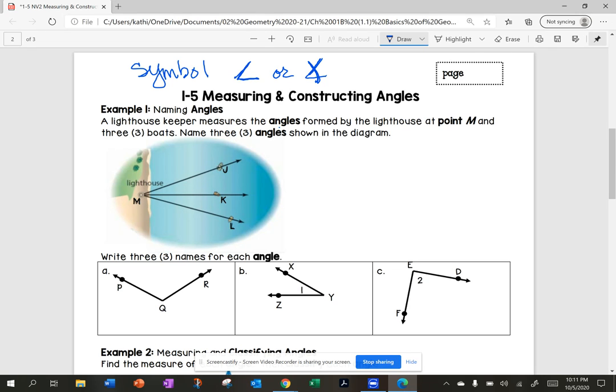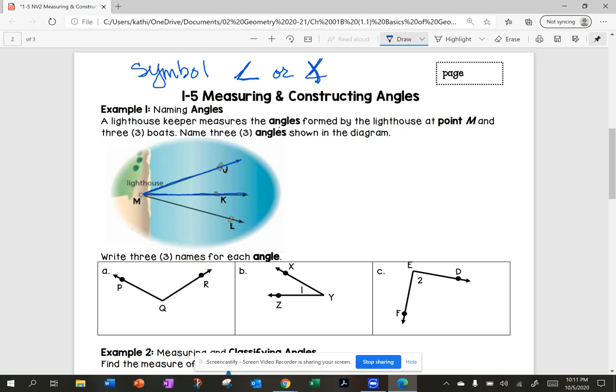Okay, so let's start out with naming some angles. A lighthouse keeper measures the angles formed by the lighthouse at point M and 3 boats. Name the 3 angles shown in the diagram. Okay, so let's look at the first angle. The first angle would be here.